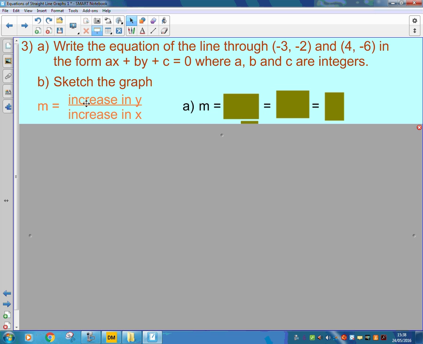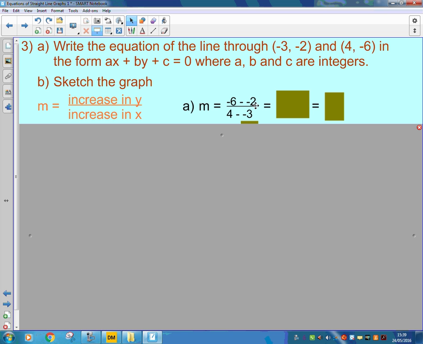First, we find the line using the gradient is the increase in y divided by the increase in x. So it doesn't matter which way round I do these. I've done minus 6 take away minus 2, and then 4 take away minus 3. I could have done minus 2 take away minus 6, minus 3 take away 4. I will get the same gradient. Let's do it my way.